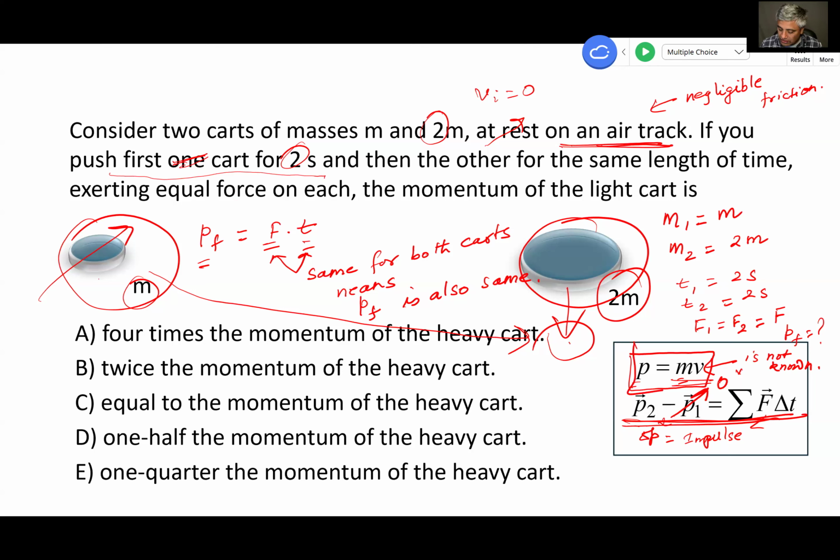But this is not the equation to use to answer this question, because speed is not known unless you can figure out the speed. This is the equation to use, okay? It's asking for the final momentum. So it may not always be the case that we're going to be using the basic equation for momentum. We may have to find the equation that is related to momentum in terms of what is given in the problem, okay? So that's why noting down what is given and how they are related is very important in solving any problem.